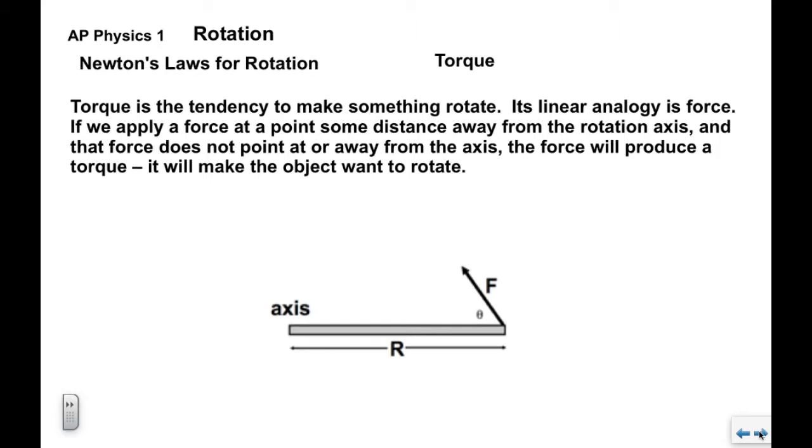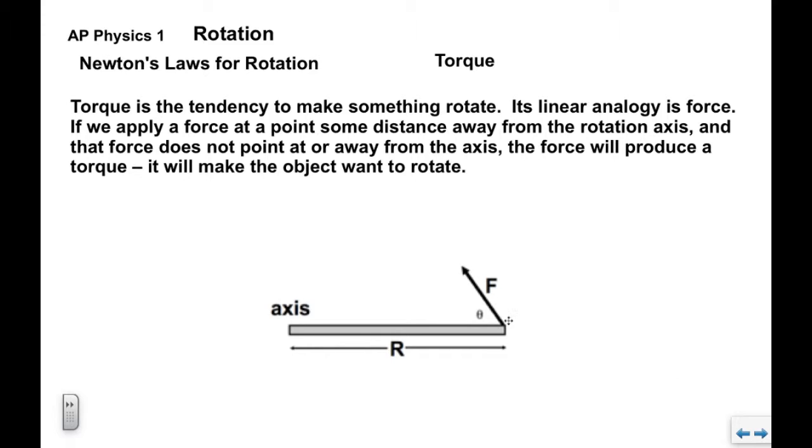Now, the second concept that we need to look at is the idea of torque. Torque is the tendency to make something want to rotate. It's the rotational analogy for force. If we apply a force at a point some distance away from a rotation axis, and that force doesn't point directly at the axis or directly away from the axis, the force will produce a torque. It'll make the object want to rotate.